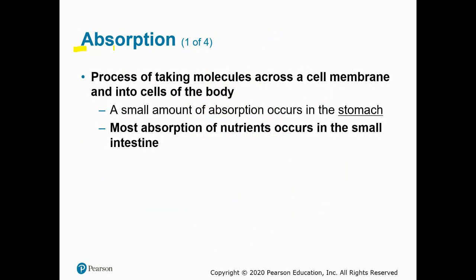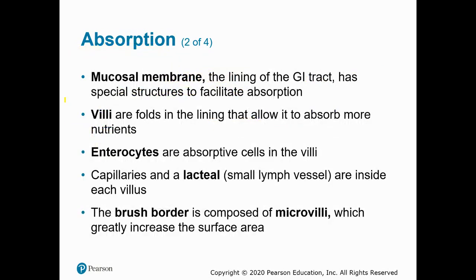Okay, so remember, digestion was phase one, part of this process of how we deal with food. Absorption is the second step. So absorption is where we take the molecules into the cells that line the small intestine and then into that hepatic portal vein. So the molecules come across the cell membrane and literally enter the cells of our bodies, specifically the small intestine. There's a little bit of absorption happening in the stomach and the large intestine, but most of it is in the small intestine.